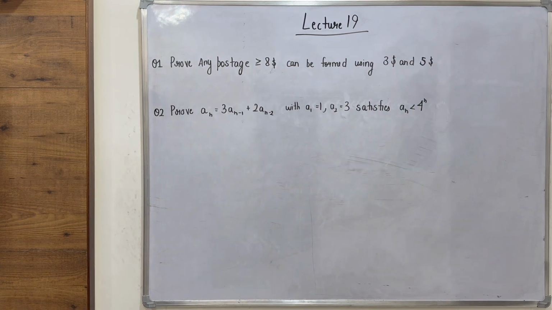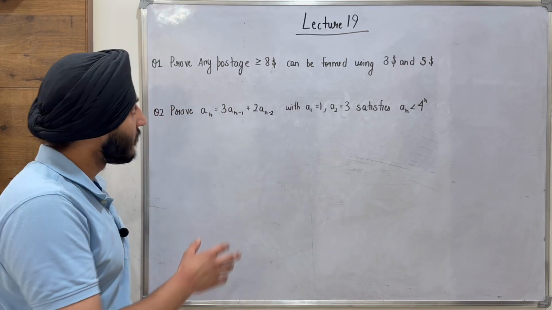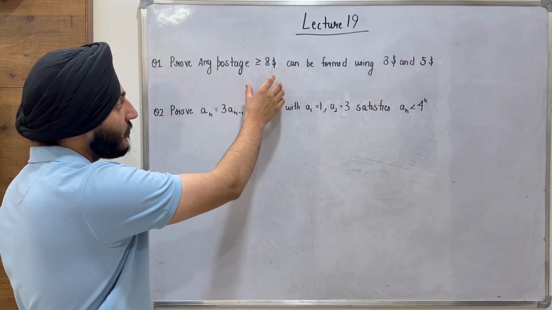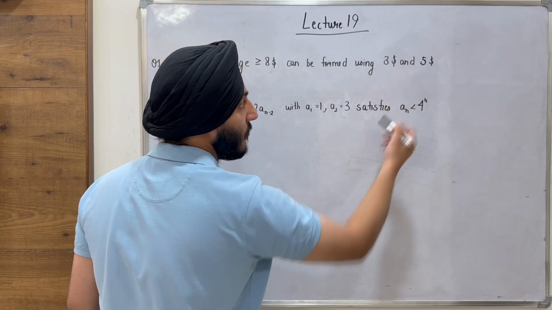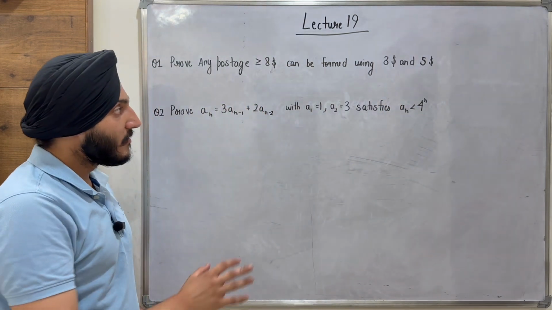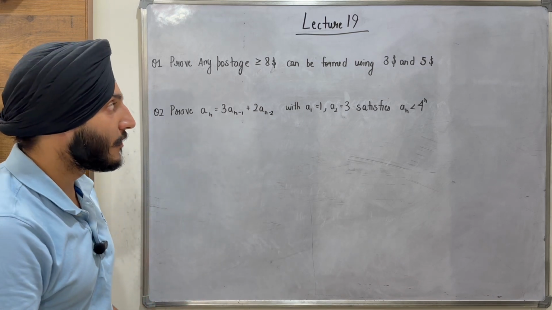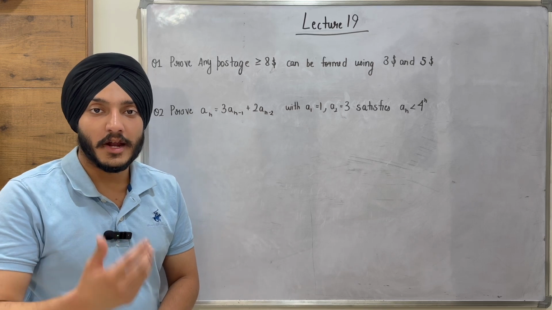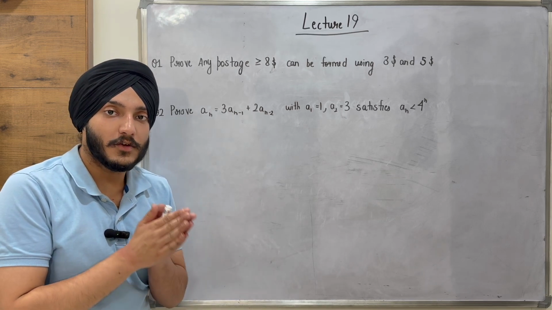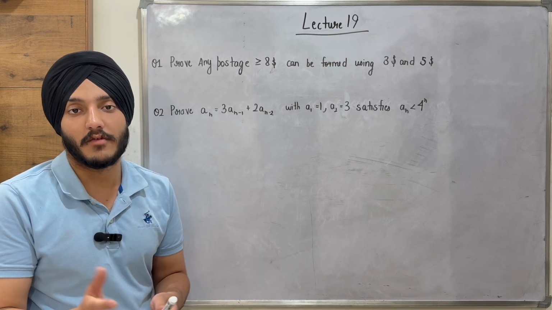So I've given two questions on the board. The first one says, prove that any postage which is greater than or equal to $8 can be formed using $3 and $5 bills, right? So let me first explain what this question is trying to say. It basically says that for any value of dollars which is greater than or equal to 8, we can form them using a combination of $3 or $5 bills, right?